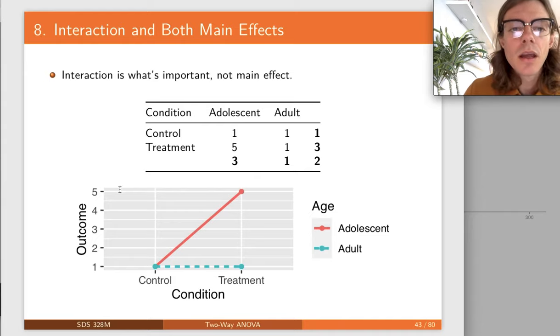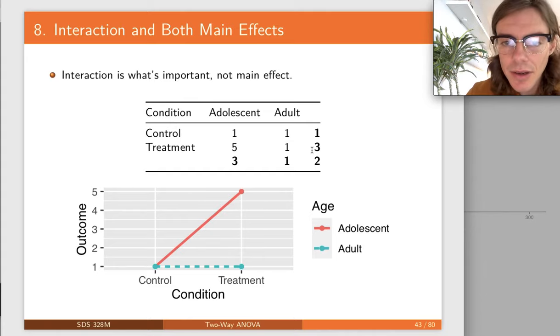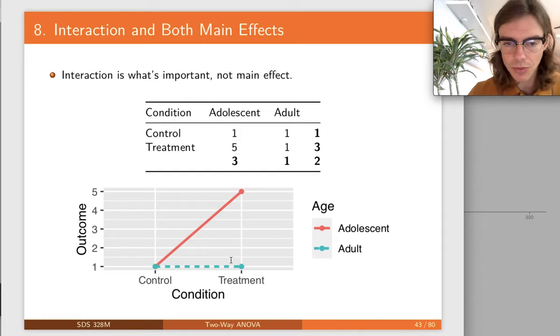Cool. You can have an interaction with both main effects, right? Think about how to see these in the plot. The main effects here: you can see that on average, the treatment is higher than the control. So how do we see this in the plot? On average, the treatment's dots, if we average those two dots, you get a 3, right? Average of 1 and 5 is a 3. That's that 3 right there. That's higher than the average of 1 and 1, which is 1, right? So there's a main effect of condition where treatment is higher on average.